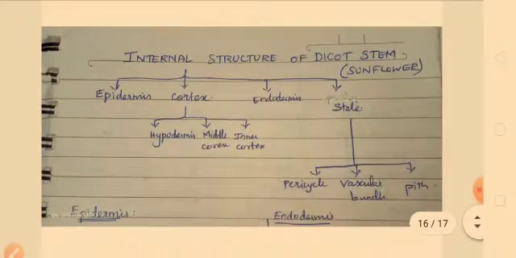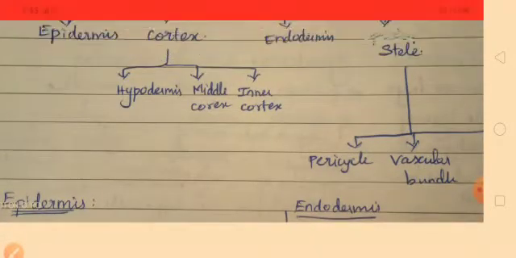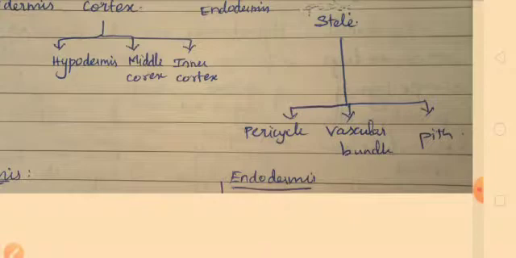Now we'll have a short recap of the internal structure of dicot stem. The example we have taken is the sunflower. The internal structure of dicot stem can be divided into epidermis, cortex, endodermis and stele. So here we have the subdivisions. In the cortex layer, it is also divided into hypodermis, middle cortex and inner cortex. And in the stele, you already know, below the endodermis, whatever layer you can see is called stele. The first one is pericycle, then you have vascular bundle, then you have pith.